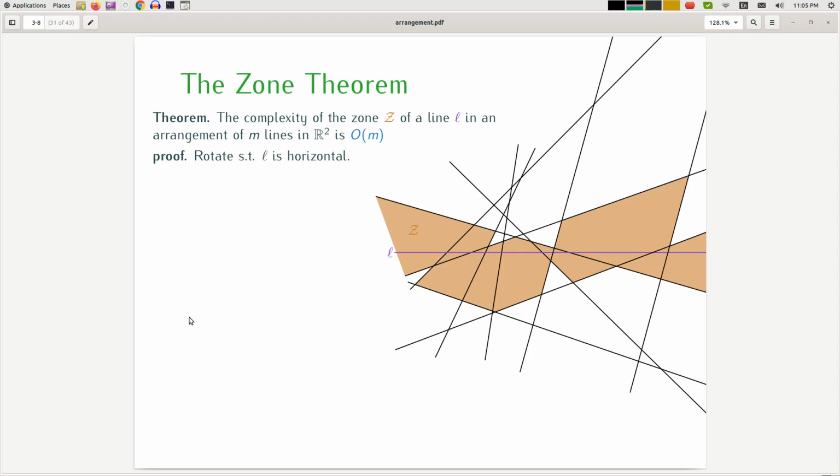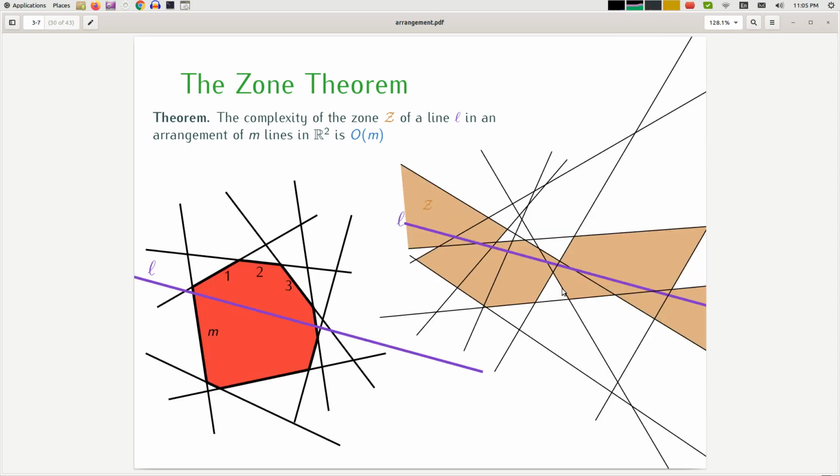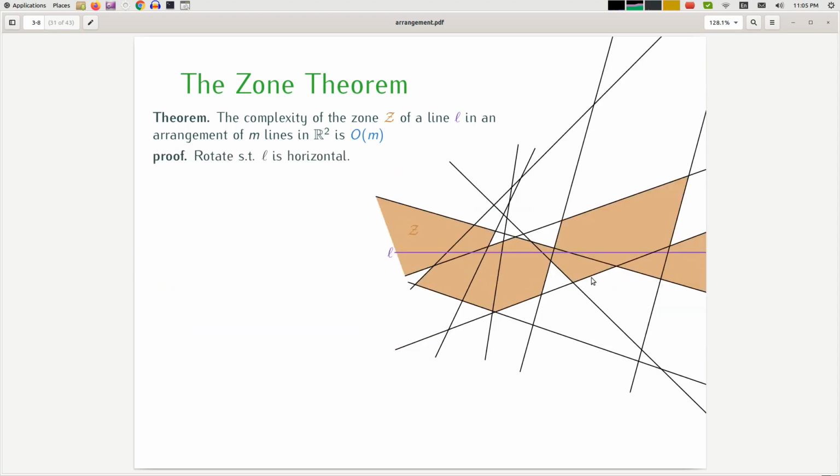Finally, we get to the proof of the zone theorem. First thing we do is to rotate the picture such that the line L is horizontal. This obviously doesn't make any difference. The next thing is that when I look at the edges in the zone, I can divide them into two big categories: the edges that are intersected by line L and the rest.